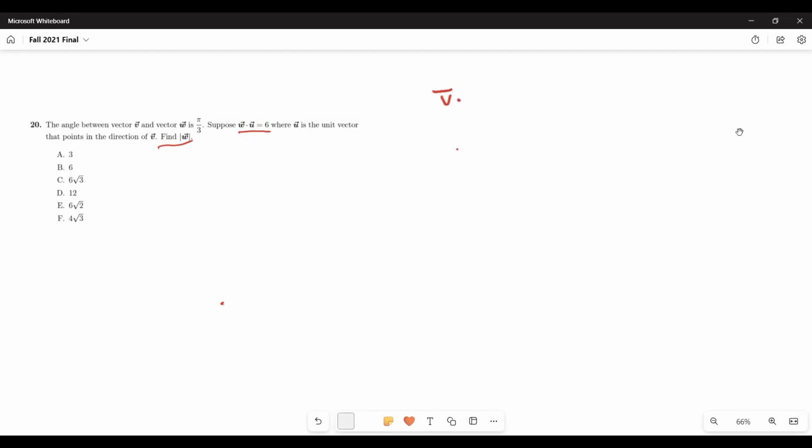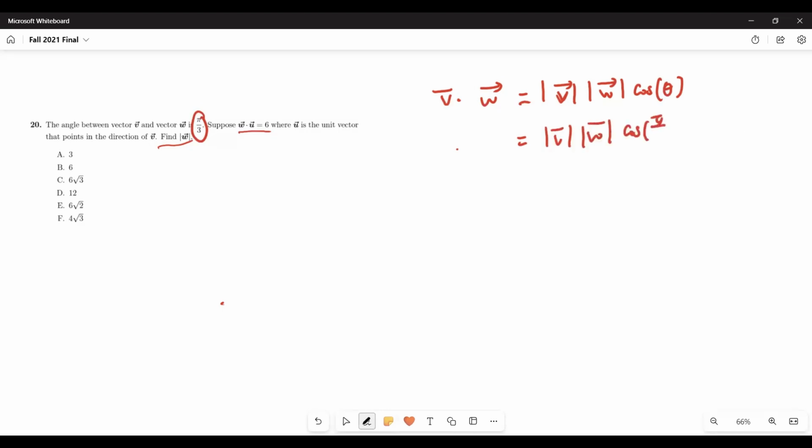It's not exactly the dot product value, but we can apply the dot product equation. So if you recall, the dot product V dot W is equal to V magnitude times W magnitude times cosine of theta, which theta in our case is given as pi over 3. So this just becomes V and W times cosine of pi over 3, which is given as just 1 over 2. So this can be written as V, W, 1 over 2. Okay, and we don't know the V dot W value yet. But U is the unit vector of the direction of V, so U is basically V over V magnitude, right?